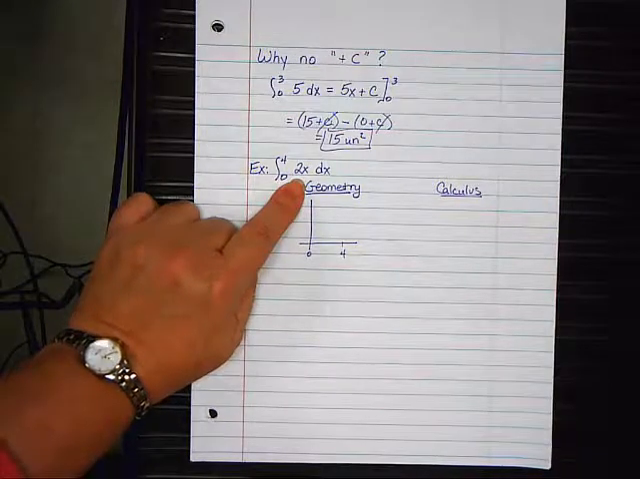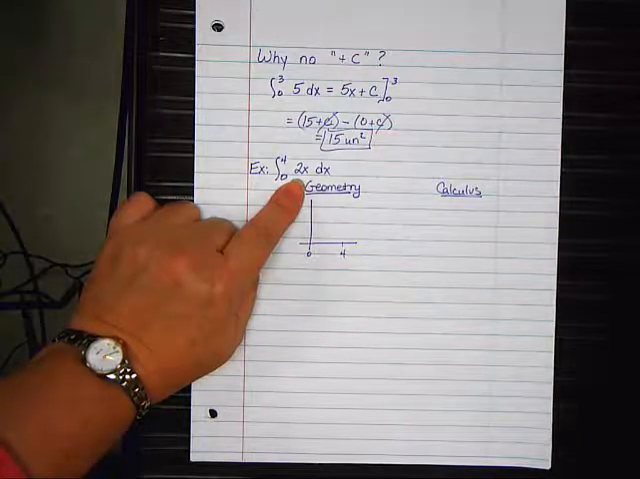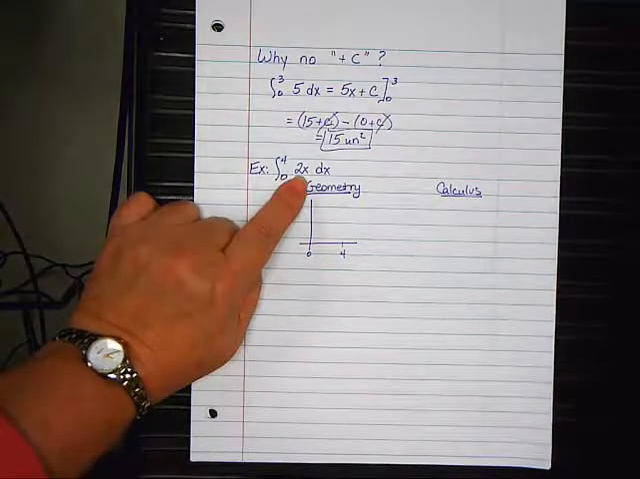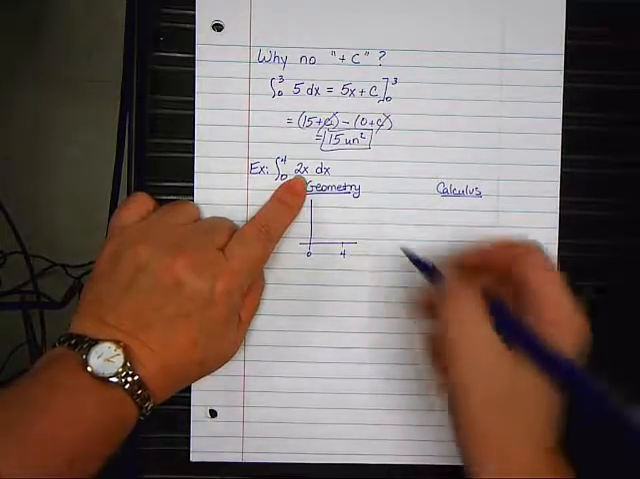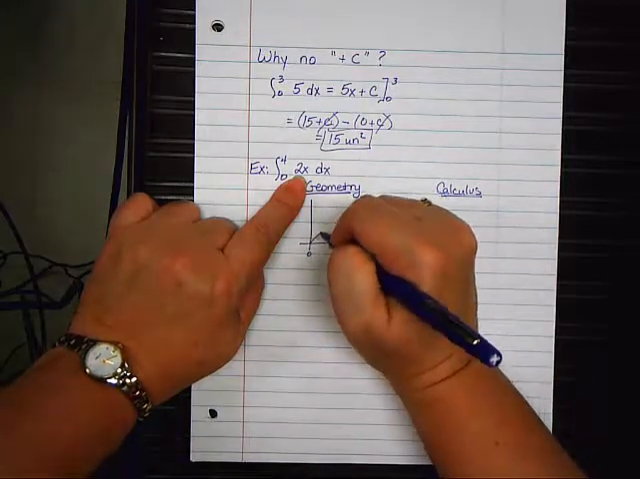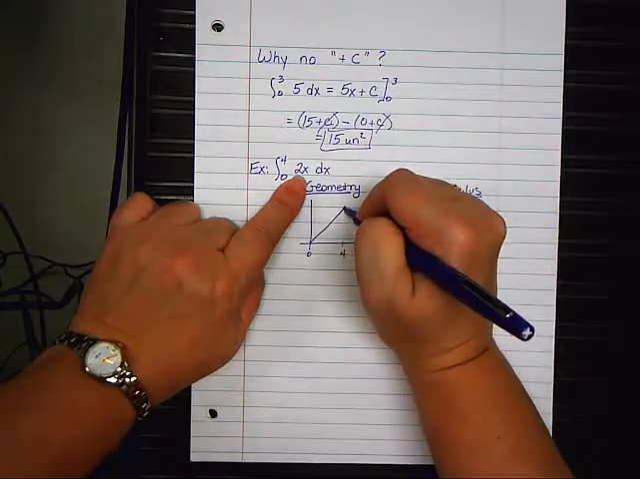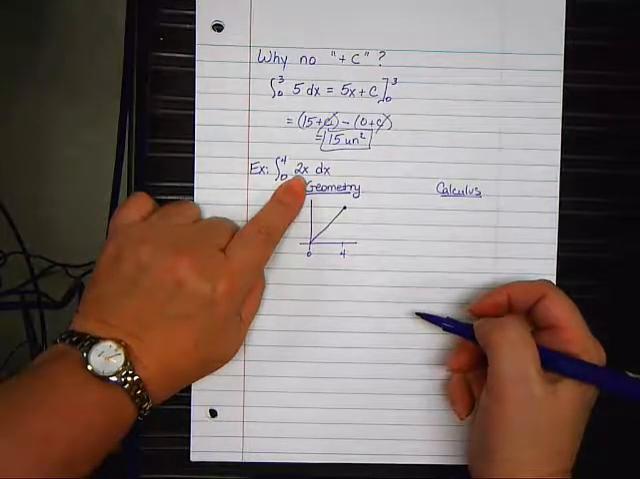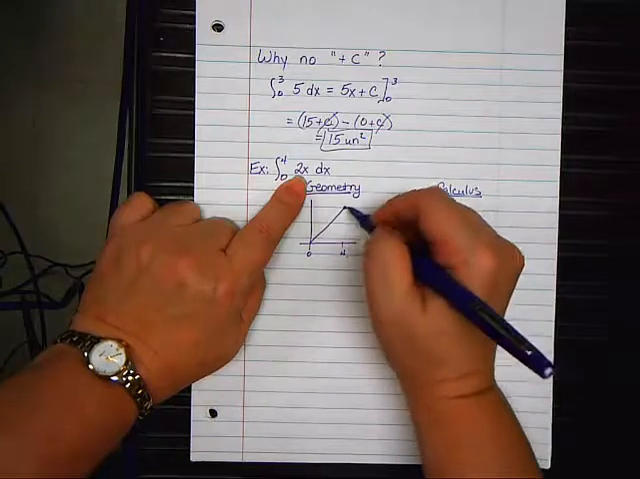This graph, 2x. Think about what it is. Is it a horizontal line? No. It is a line with a slope. It has a slope of 2. Now, so I know it's going to go like this, but I need to know how high it goes, because that's going to determine how tall my triangle is. Okay? How do I find that point?